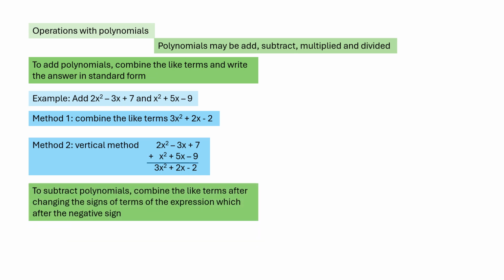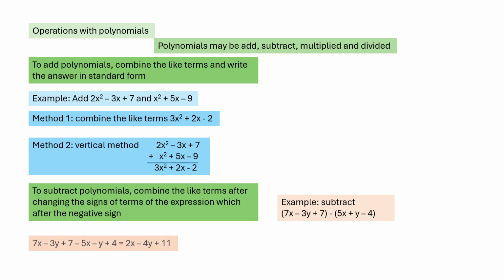To subtract polynomials, combine the like terms after changing the signs of the terms of the expression that comes after the negative sign. So if you want to subtract these polynomials, just change the signs after the negative sign. Write it again, change to negative 5x minus y plus 4, and combine the like terms, and you will get 2x minus 4y plus 11.